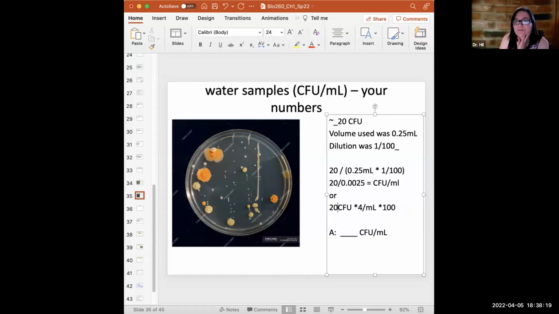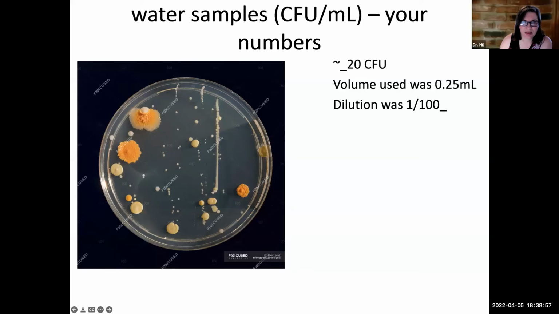What is our answer? Yeah. 20 times 4 times 100 is 8,000. And there's our answer. In the original water sample, each milliliter had 8,000 colony forming units. Yes, no, or kind of, does this make sense? Sweet. And if it doesn't, please stick around again at the end of class. I'm happy to go over it and do another example for anyone who needs that.